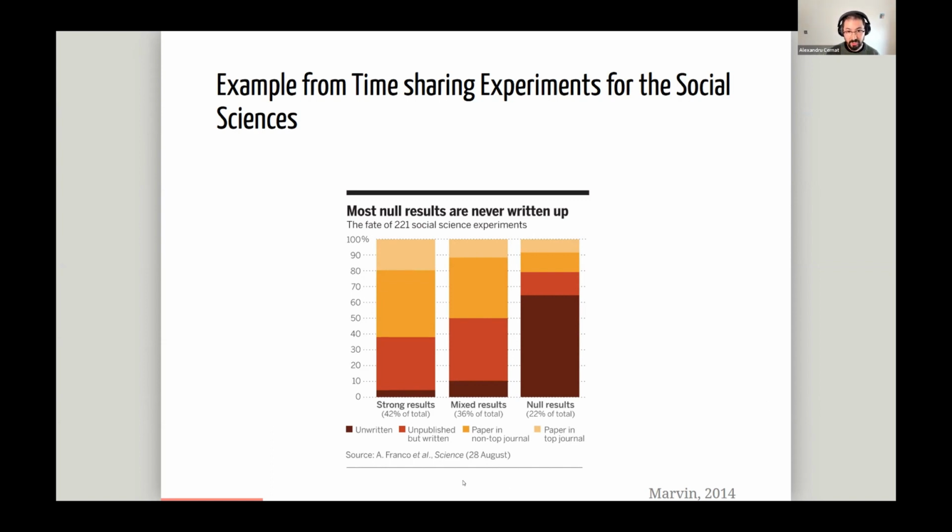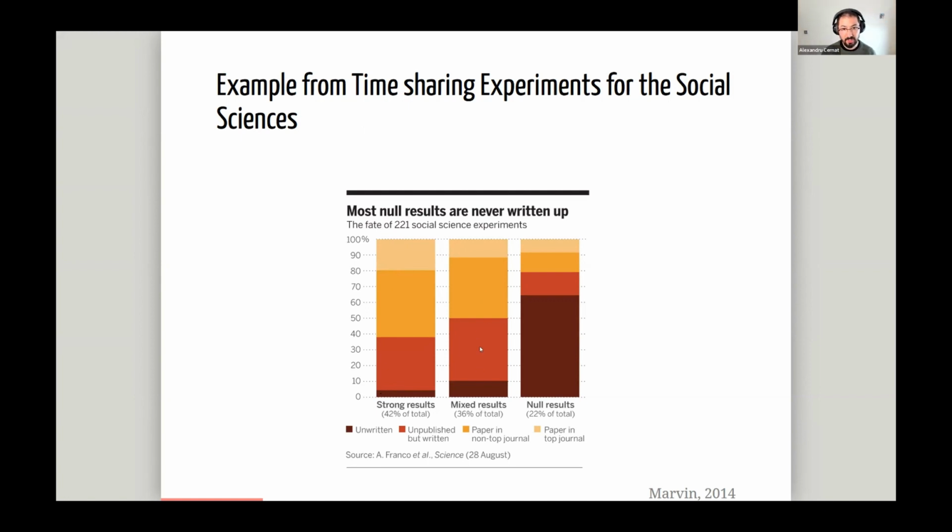And what we see is a very clear pattern, a relationship between how strong the results are, or whether the results are what the researchers expected, and the likelihood of publication. If the results are strong, so there are significant results in the direction that we expected, the likelihood of publication is quite high. It's likely to be published in either a top journal or a non-top journal, and very few of these are not written up, less than 10%.